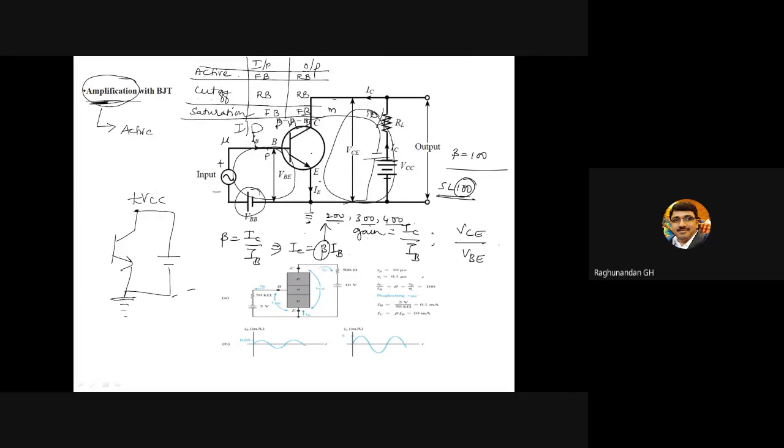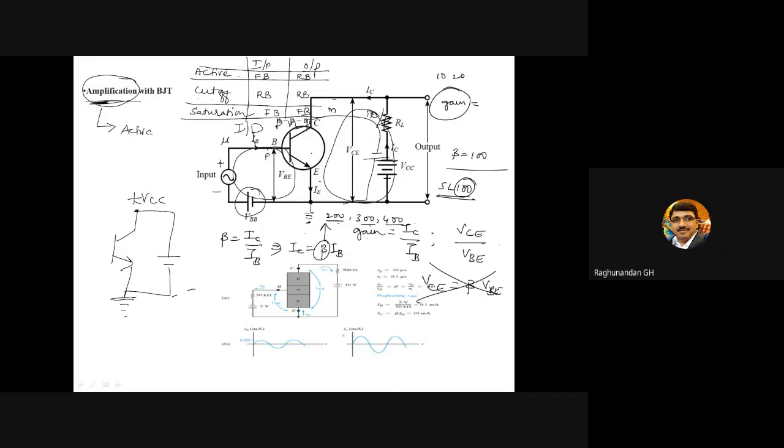And one more thing, I've seen a few of the students write VCE equal to beta times VBE. This is wrong. Why? Beta is current gain, not voltage gain. Please remember this: alpha, beta, gamma, these are all current gains. This is not applicable for voltage. For voltage, it is just called gain, whatever it might be, 10, 20, anything. But this is the current gain.